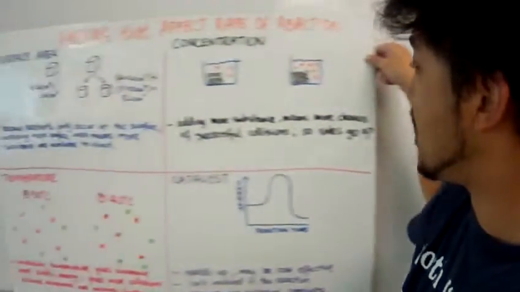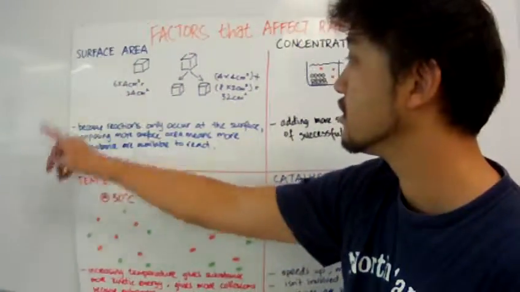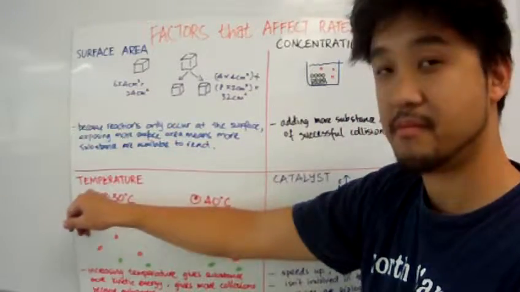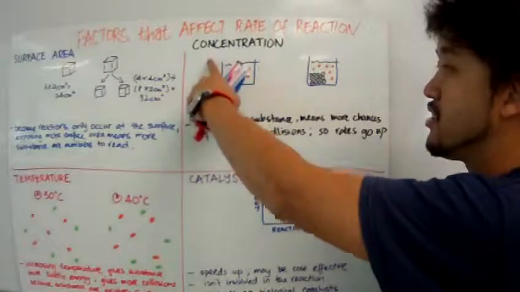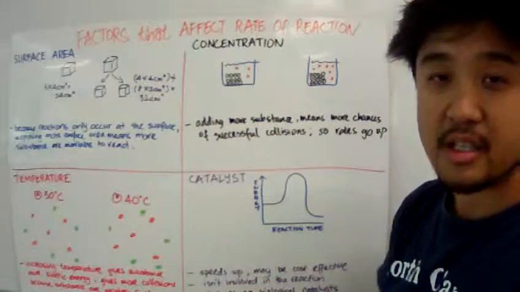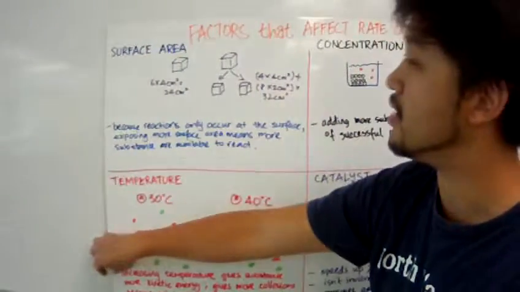And the 4 factors are surface area, temperature, concentration, and the use of a catalyst. Alright, let's start with surface area.